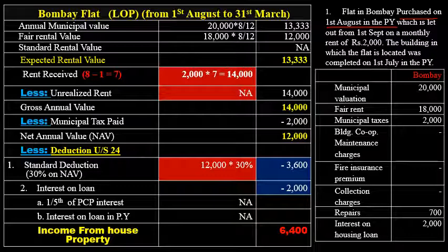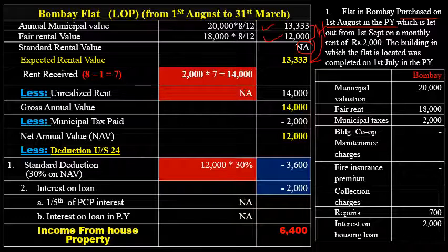So first one, municipal value. It's given as annual municipal value, per annum 20,000. So we have to convert it for 8 months. So 8 months municipal value is rupees 13,333. Next is the fair rental value. Fair rental value is also to be converted for 8 months. So 8 months fair rental value is 12,000. Now the higher of these two is considered as the expected rental value. Expected rental value is 13,333. Here there is no standard rent, so therefore the higher of municipal value or fair rental value is considered as the expected rental value.